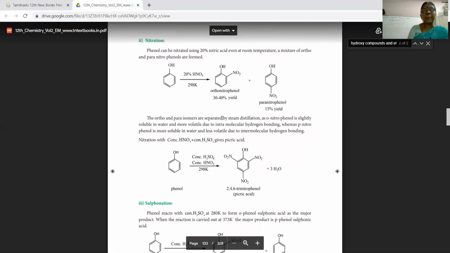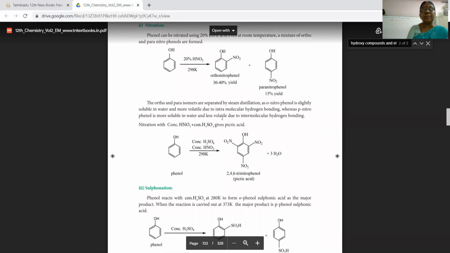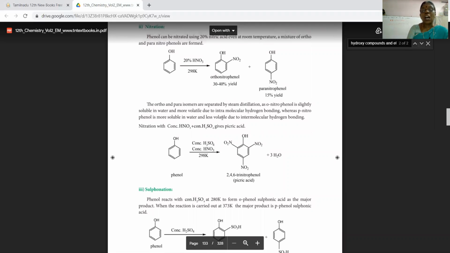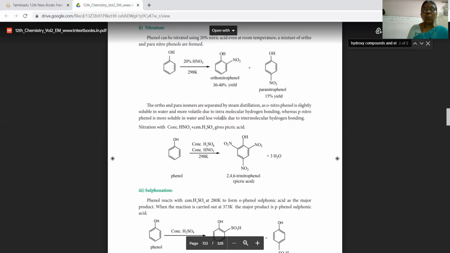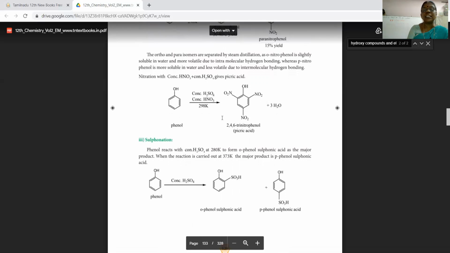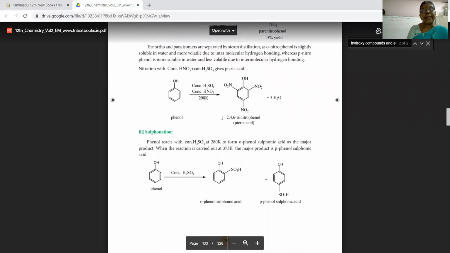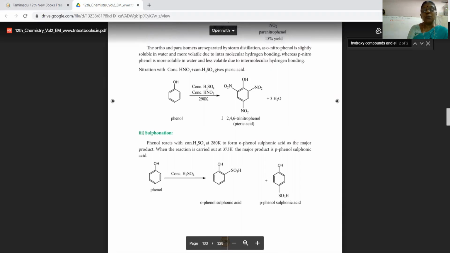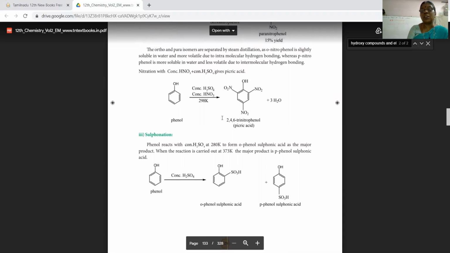Here, the ortho and the para isomers are separated by steam distillation, as ortho-nitrophenol is slightly soluble in water and more volatile due to the intramolecular hydrogen bonding, whereas para-nitrophenol is more stable in water and less volatile due to the intermolecular hydrogen bonding. Next is nitration with nitric acid and sulfuric acid. At 298 Kelvin, it gives 2,4,6-trinitrophenol. This is also called as picric acid.